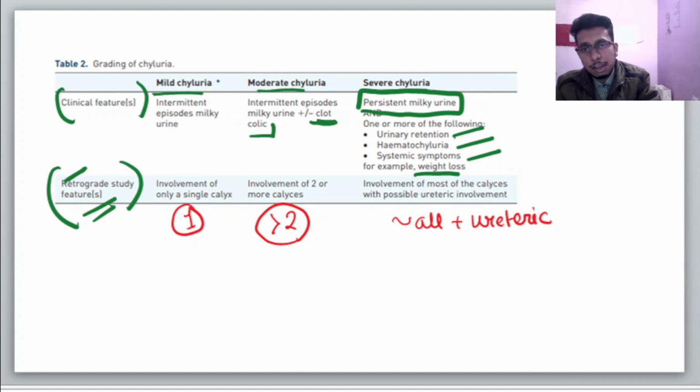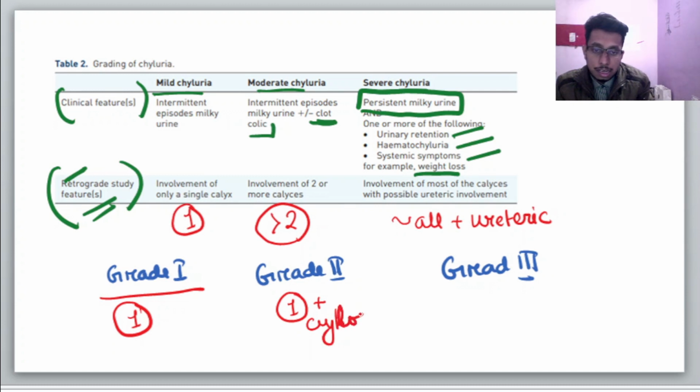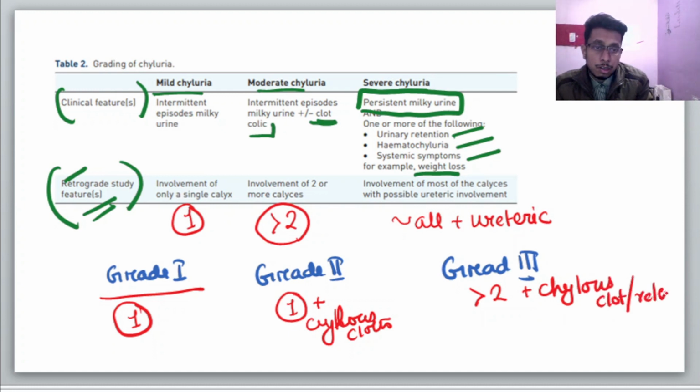Recently, a new grading system of Chyluria has been developed in which it is divided into grade 1, grade 2, and grade 3 based on the symptoms. Only clinical criteria is included here. Grade 1 consists of no more than one episode a year and no chylus clot. Grade 2 is also no more than one episode, but along with it has got chylus clot symptom or retention symptom. Grade 3, when there are two or more episodes a year associated with chylus clot symptom, retention symptom, or anemia. Anemia here signifies that significant hematuria is going on, for which anemia is manifested in the patient.